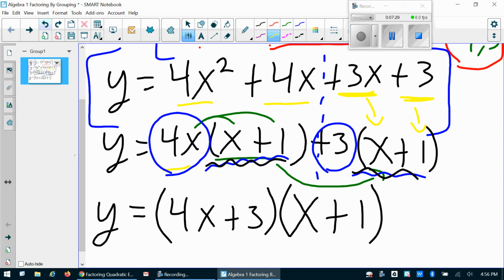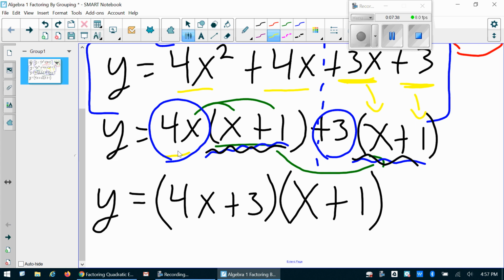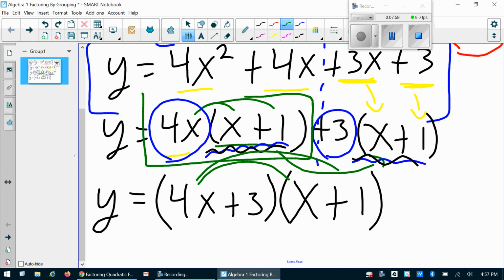But that's not correct. The reason we do all this at the end is because this is basically the distributive property in reverse. So for example, if I was wanting to distribute, I would start with 4x and go 4x times x, and then 4x times 1. Those two green lines I just drew, that's this right here, 4x times x plus 1. What I would do next is do 3 times x and then 3 times 1. That's this piece right there.